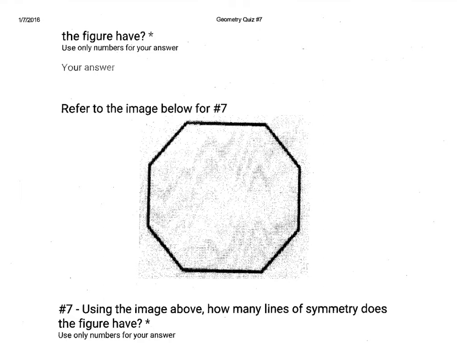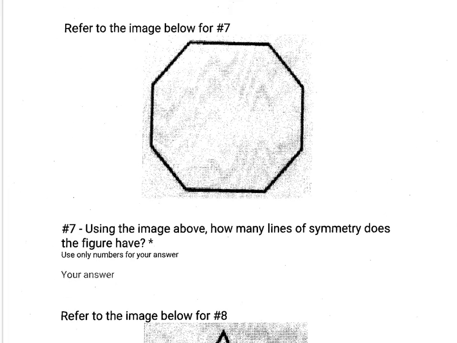Number 7, says we're looking at this stop sign looking picture right here. Now, it wants to know how many lines of symmetry this one has. So how many lines can you draw from vertex to vertex? Whoops, I didn't do a very good job there.